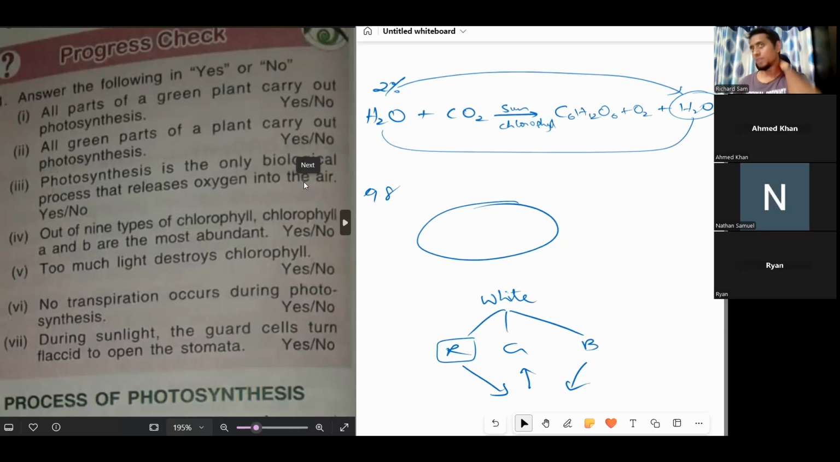Next, photosynthesis is the only biological process that releases oxygen into the air. Is there any other way by which oxygen is produced? No. Plants are the only source of oxygen. There's no other way oxygen can be produced. What is the source of carbon dioxide? Who produces carbon dioxide? Animals. When we respire, we breathe out carbon dioxide. Is there any other way carbon dioxide is produced? No. We just studied chemistry. In there itself, we saw two reactions where carbon dioxide is produced. When?